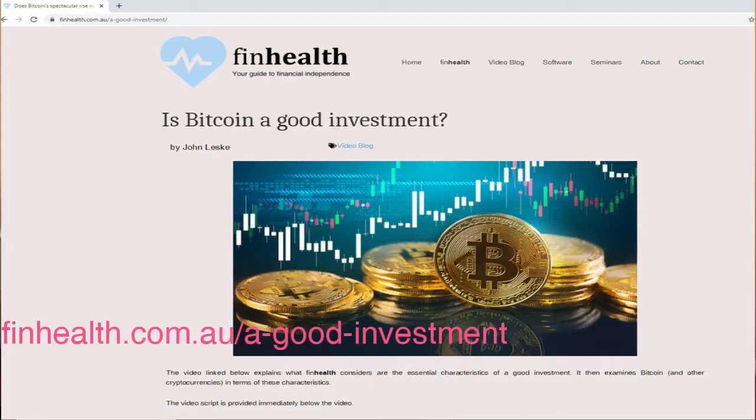An inadequate or unclear source of expected return for risk-taking. You should see our Is Bitcoin a Good Investment video blog for further discussion on the expected return. 2. A lack of cost-effective diversification. And 3. High fees and expenses that are not reliably linked to expected returns.